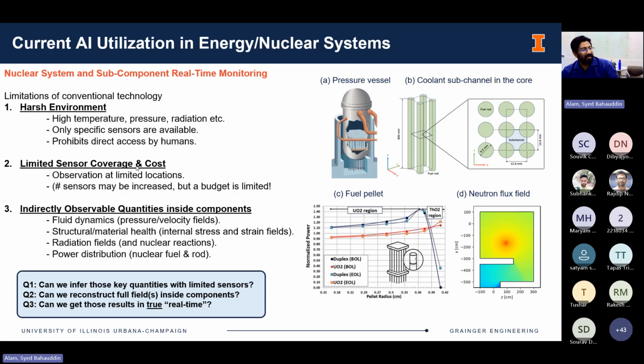Now, in our case, we want to cover a couple of aspects that the nuclear world needs. What are those? When we talk about nuclear systems, the major problem is the harsh environment, right? Because if we go back to the digital twin definition, we know that it needs to have temporal synchronization. What does it mean? That means we need sensors. If you don't have sensors, you don't have a digital twin, right?